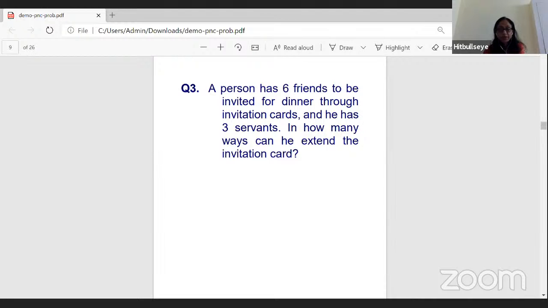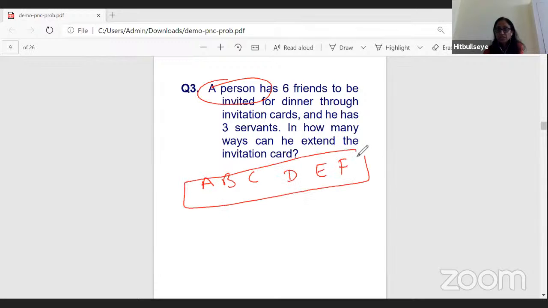Okay, Rahul says it's 63. Let's try. I said it's very important to visualize such questions. Okay, so visualize yourself as this person. You have 6 friends in your list. All right, so let's call your friends A, B, C, D, E, and F. These are your friends, and you want to invite these friends. Now, to invite these friends, you have 3 servants. So let's call those servants S1, S2, and S3.